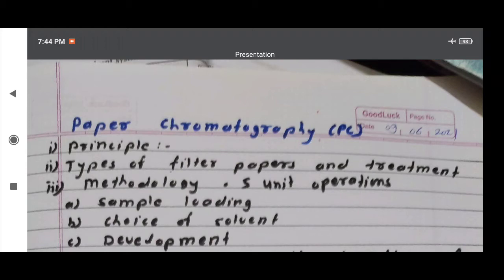It separates only those solutes differing in partition coefficient value. This is the principle of paper chromatography. Means this principle depends upon the difference in the partition coefficient value. One solute has higher partition coefficient and another solute has lower or smaller partition coefficient. Means different partition coefficient is the main principle of paper chromatography. Then after principle, I am discussing with you types of filter papers and treatment.